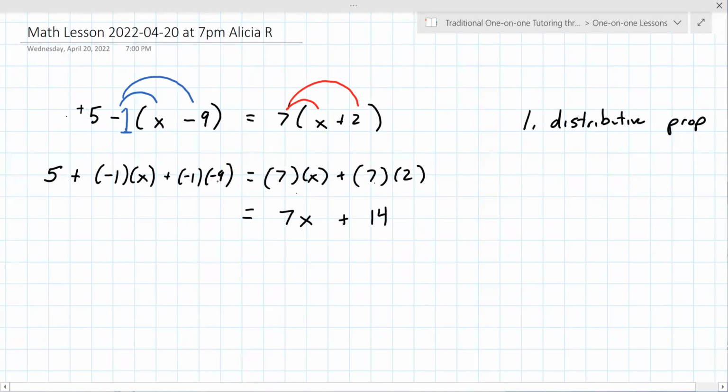So let's start with the easier stuff. -1 times -9, two negatives make a positive, so that's 9. Okay. -1 times x is -x.